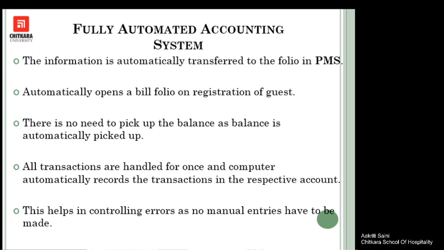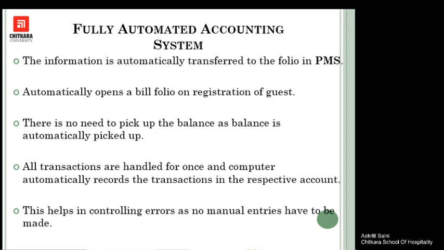So, we do not have to pick up any previous balance, which is automatically picked up in the property management system, and it also makes the task of the cashier or the front office agent very easy. So the transactions are handled for once, and the computer is automatically recording all the transactions in the different accounts of the guest respectively. So my charges would not go into ABC guest account, this is going to go into Akriti's account only. This helps in controlling errors as there is not going to be any manual entries.